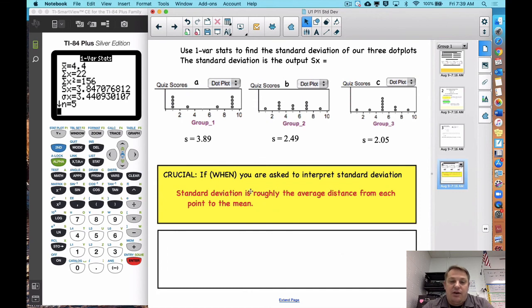It's really important that you have roughly the average because it is not a true average. And this roughly is not like an approximate. We're not saying the standard deviation's approximately 3.85. The roughly is tied to the word average because it's not a true average. So we're saying that standard deviation is not an average distance, it's roughly the average distance from each point to the mean. And then if they ask you to do it in context, like these are quiz scores, we would say 3.89 is roughly the average distance from each quiz score to the mean quiz score. So you're just inserting what is a data point here and what is the mean that you're finding for that set of data points. But that's standard deviation.